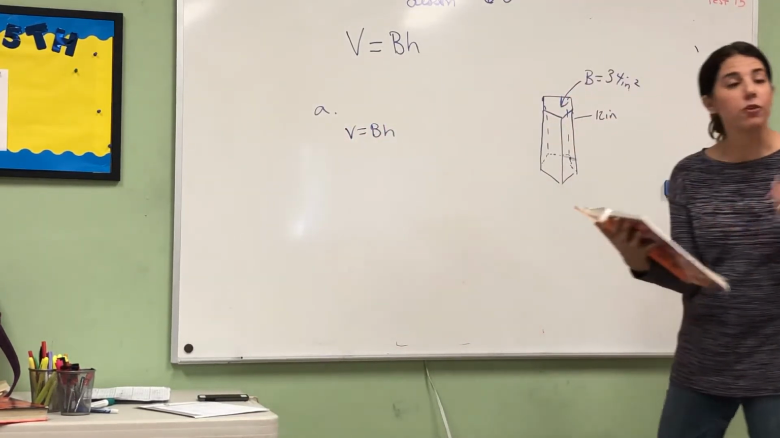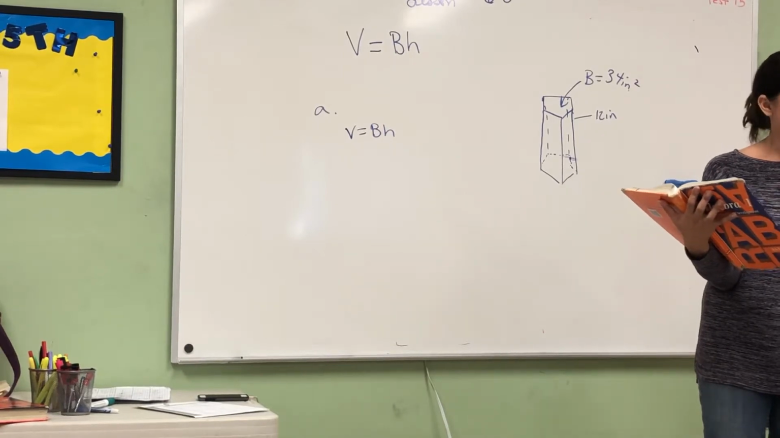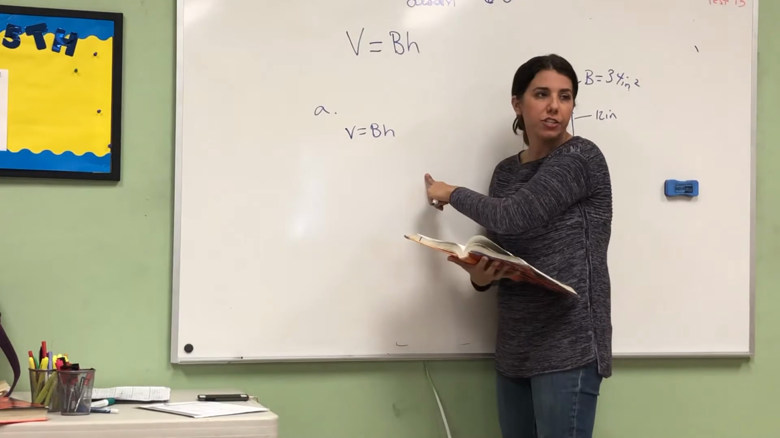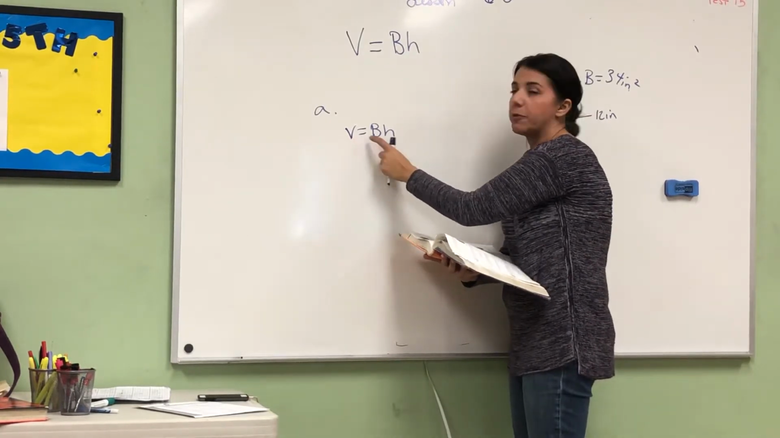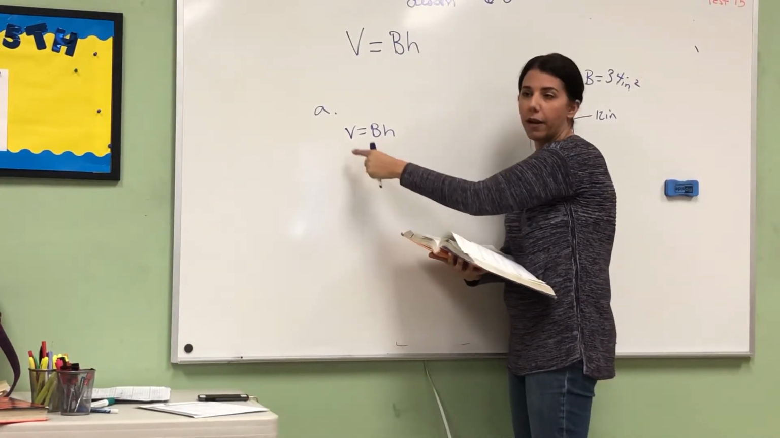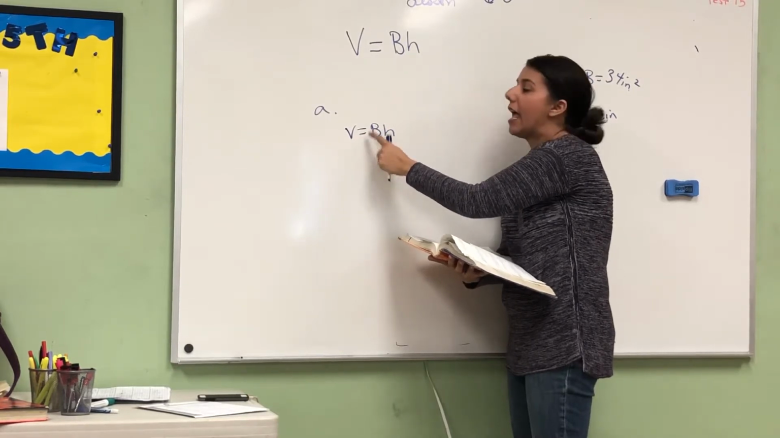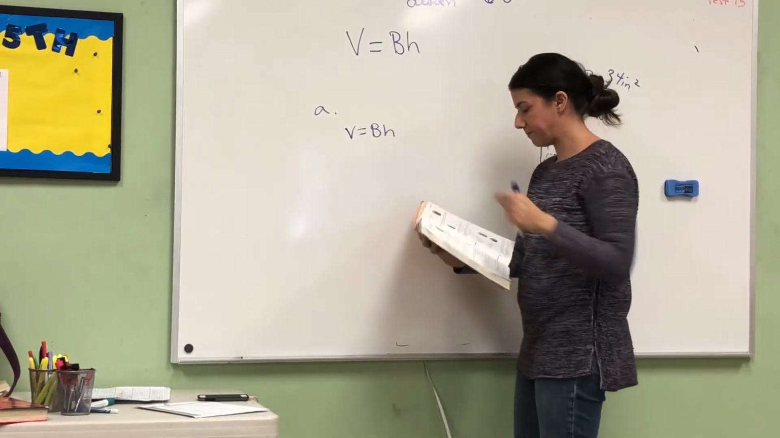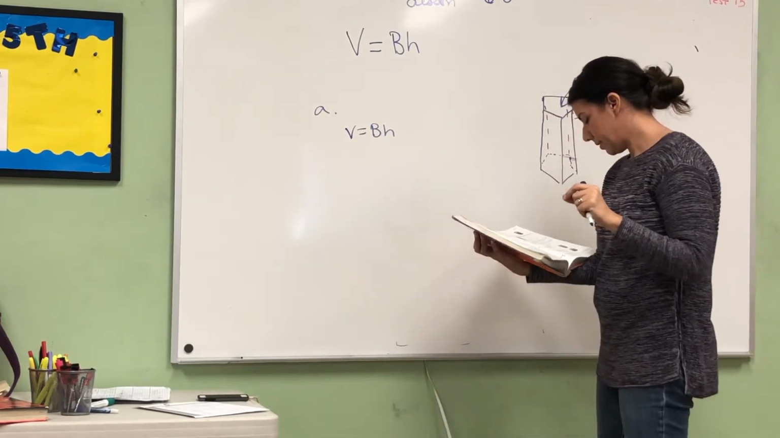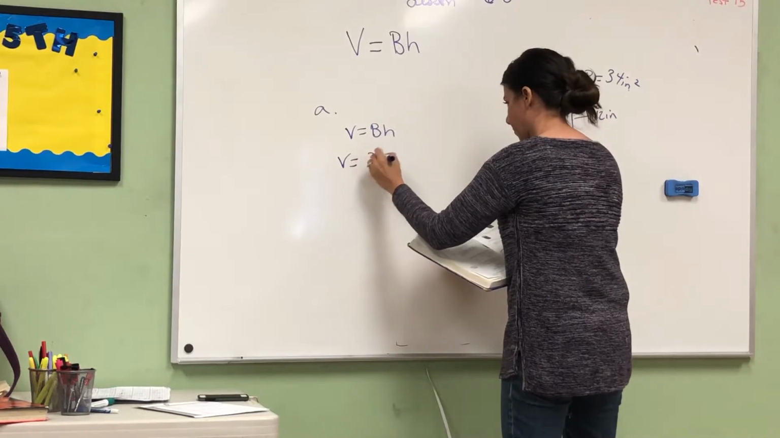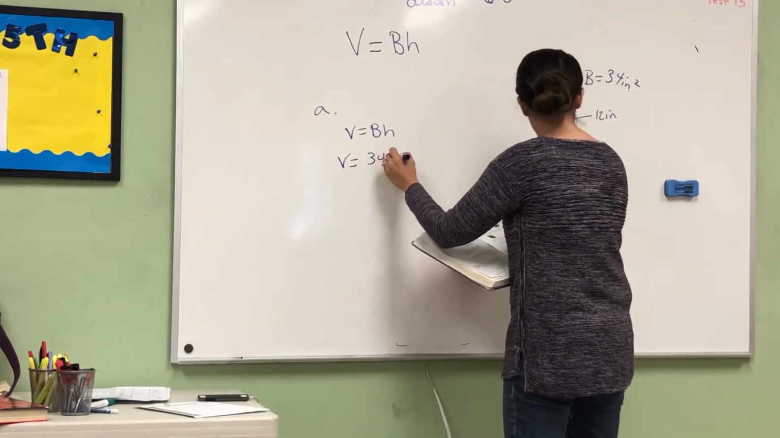And be very careful in your head. Your self-talk is very important. So when I'm writing this, I'm not saying V equals BH, and I'm not saying volume equals base times height. I'm saying what? Volume equals area of the base times the height. All right. So all you have to do, simple, 34 times 12.